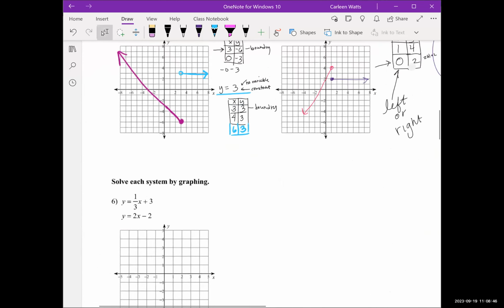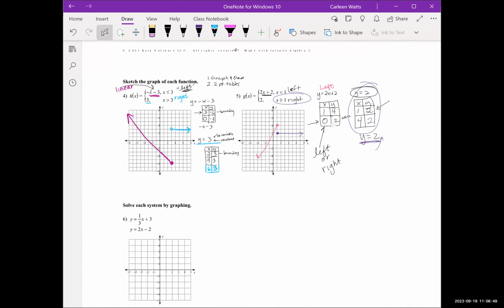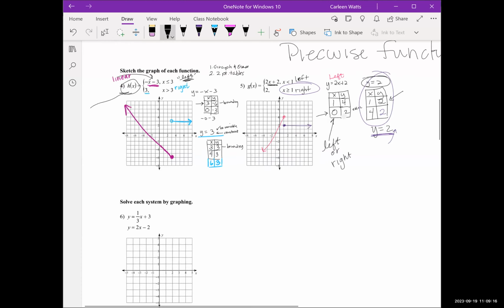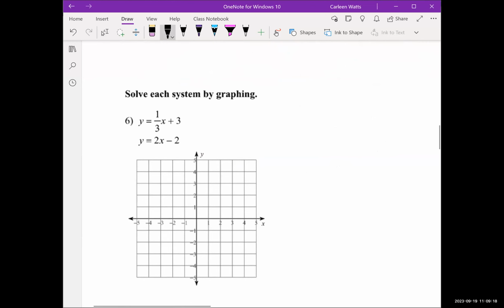Okay. So we have piecewise function, category name, piecewise function. Notice it is actually only one function. Okay, good. It wasn't easier. You just get it more. Okay, you're starting to get it. So that was piecewise function.